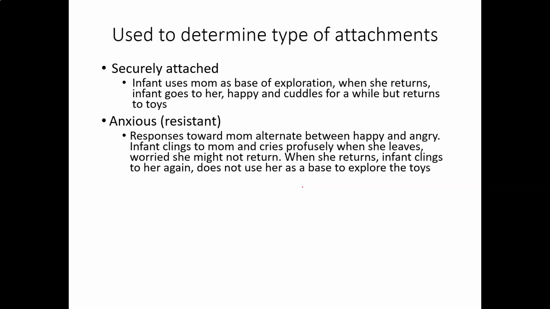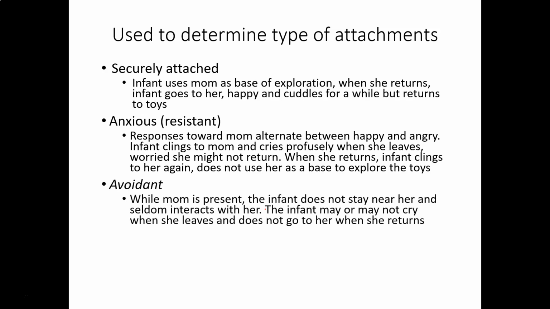Anxious or resistant attachment, these children or infants are anxious and nervous. They often are clingy to mom, and they get really upset when she leaves, and they're concerned that she might not return, especially when she leaves the second time. When she returns, the infant's typically clinging onto her again and is not necessarily comfortable, even with her present, to explore toys in the novel space and the novel environment.